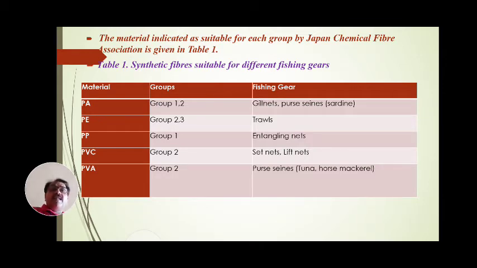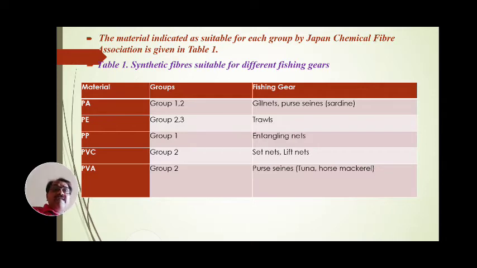Groups 1, 2, and 3. For fishing gears, polyamide is in groups 1 and 2: gill nets and seine nets, used especially to capture sardine fish. Polyester, groups 2 and 3, is used to manufacture trawl nets.